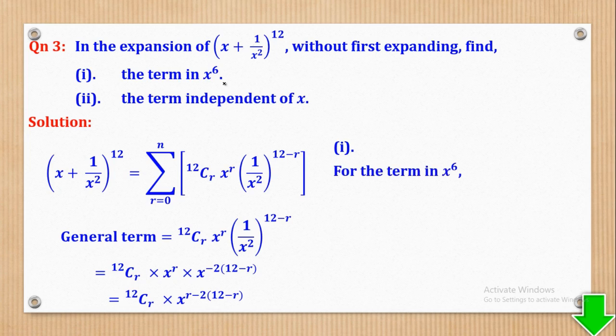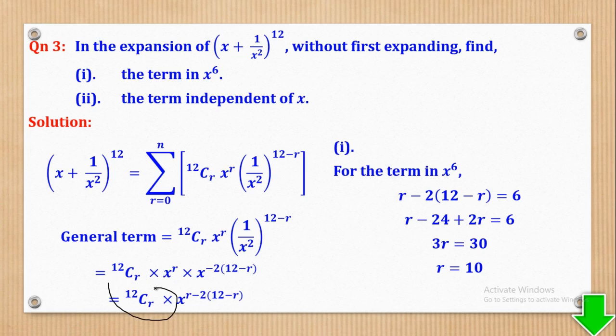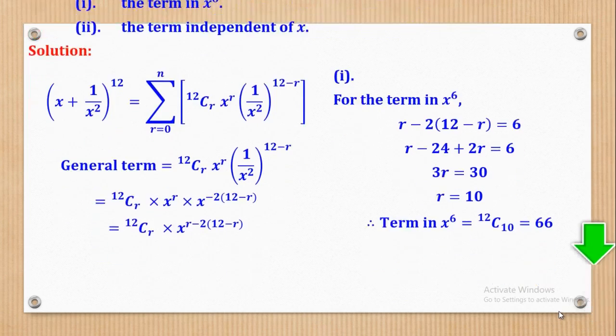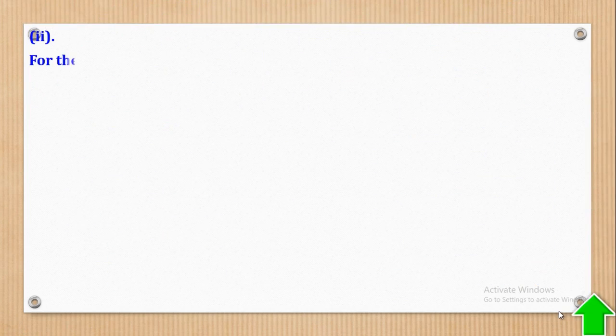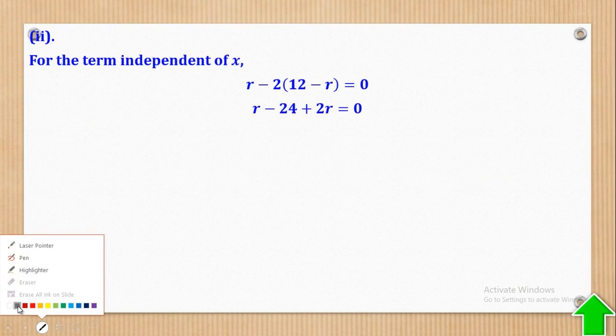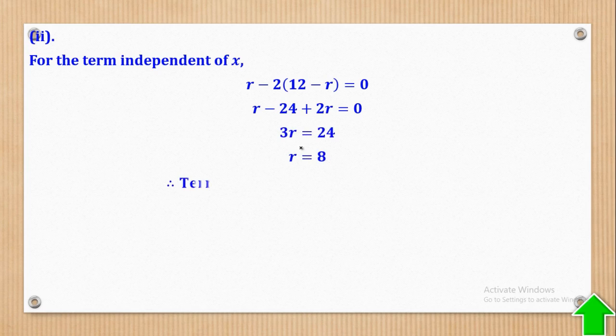Therefore, Roman 1, the term in x power 6 means that the whole of this is equal to 6. So come and equate to 6 and expand, simplify, and make r the subject. So r is 10. Come and put your r here to come up with the required term, which is 66. Then Roman 2 said term independent of x, that means that it is x power 0. That means that you come here and equate the whole of this power to 0. So when I equate it to 0, I'll come up with that. Then expand, simplify, get the value of r as 8. Therefore, the term will be 12 combination 8, which is 195.